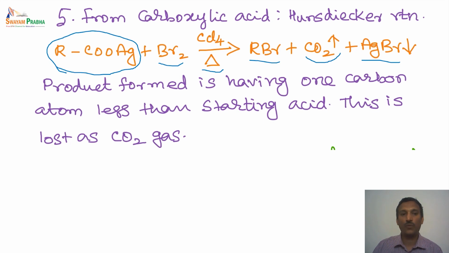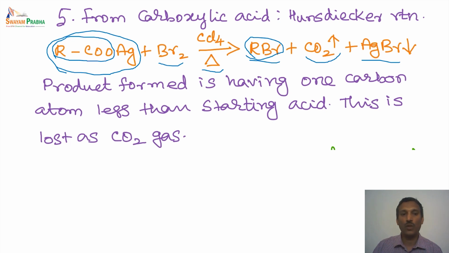If you look carefully, we have an RCOO group present in the starting material, and in the final product we have only RBr. So here one carbon less than the starting material is obtained in the final product. So if, for example, the carboxylic acid starting material has 4 carbons, the product obtained will have 3 carbons only.